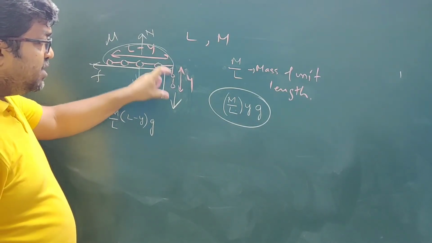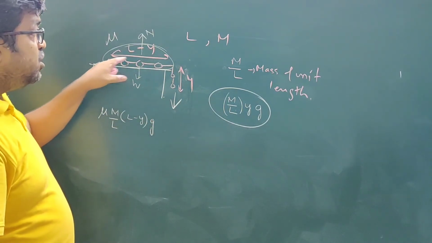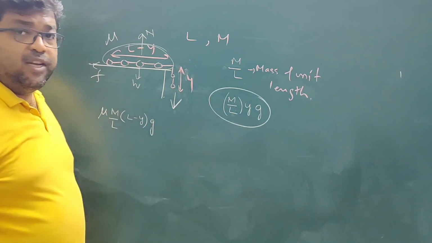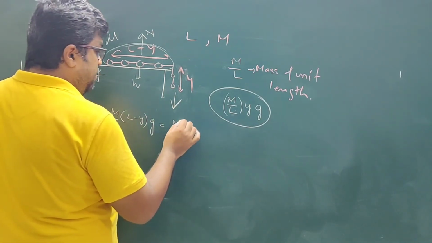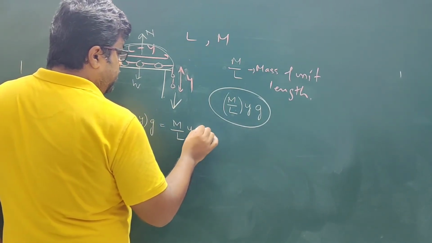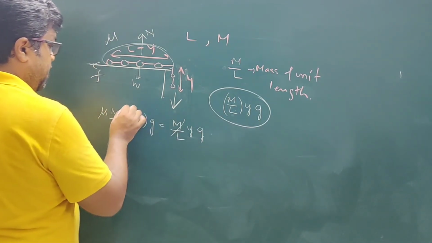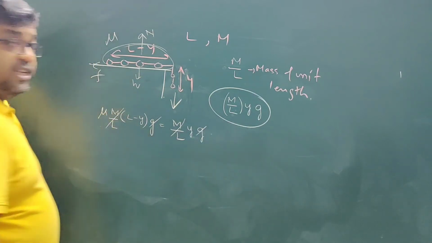Weight of this hanging part is acting in the downward direction. If it is not coming down, that means these two forces are equal. So this force and this force I need to equate. So this is equal to M by L Y into g. Correct? So this M by L gets cancelled, g and g get cancelled.